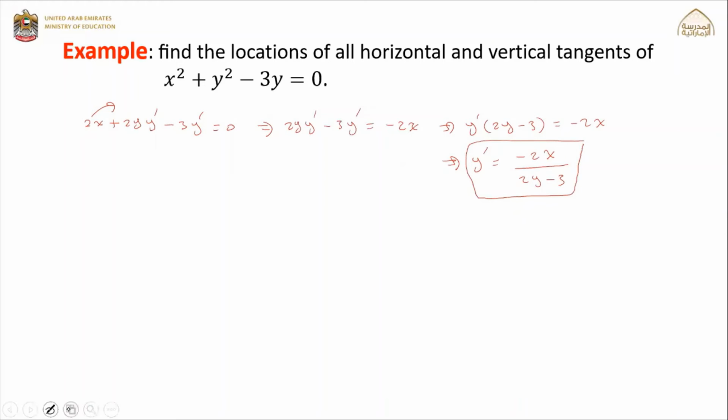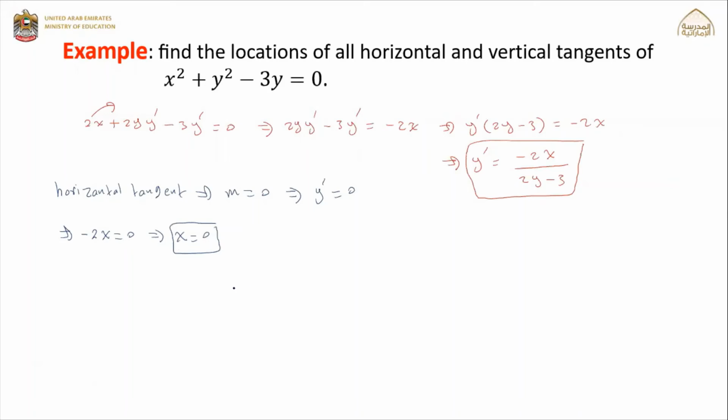Now, when I talk about the horizontal tangent, in this case, the slope must be equal to 0. After that, the derivative must be equal to 0. So this derivative equals 0 when the numerator equals 0, only when the numerator equals 0. So minus 2x equals 0. So from here, I can find the value of x, which is 0.